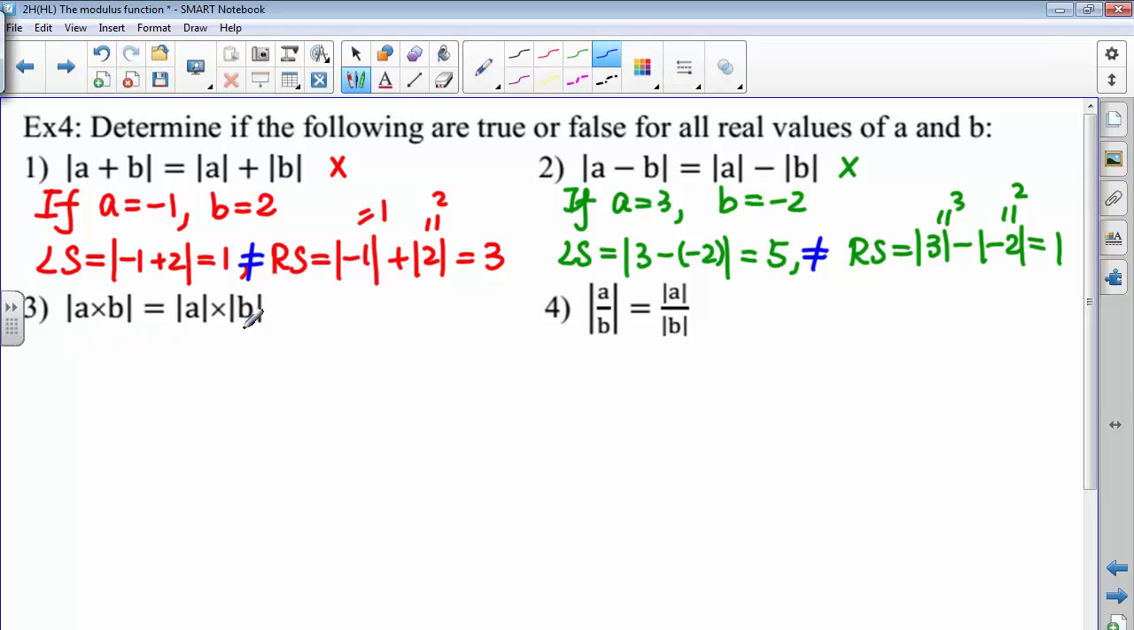And this one is a very important property of the modulus sign, or we can say the absolute value. The absolute value of a times b equals the absolute value of a times the absolute value of b. You can pick any numbers for a and b, and the test will always be true. This one is always true for all real values. This one is the multiplication property for the absolute value. And this one is the division property for the absolute value.